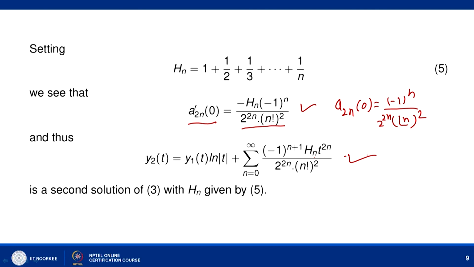But if you look here, this Bessel's second solution contains the term ln modulus t, and because of this it is having unboundedness near the point t equal to 0. So, generally we ignore this second solution, but for the sake of completeness we are putting the second solution like this.